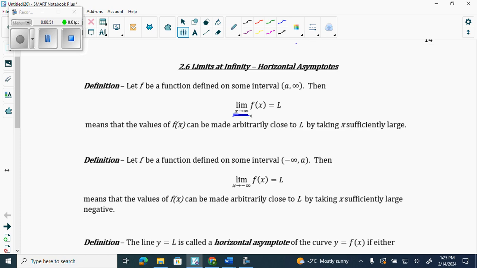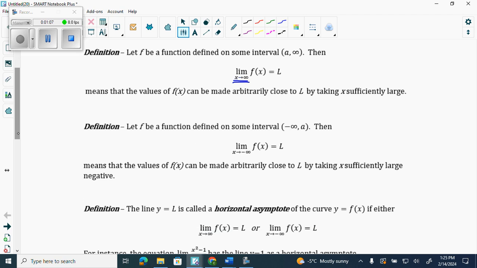Because we need x going to infinity, right? So I could start at 1, plug that in, then I could plug in 5, then 1,000, then 1,000,000, then 1,000,000,000, and I'd be getting closer and closer to what my limit would be. Okay, that's all this is saying.